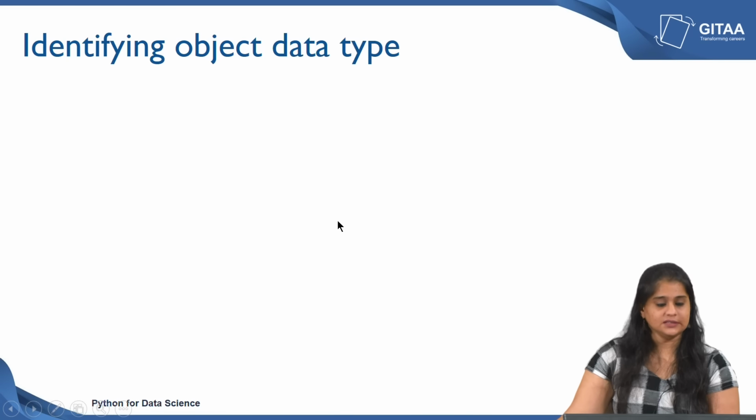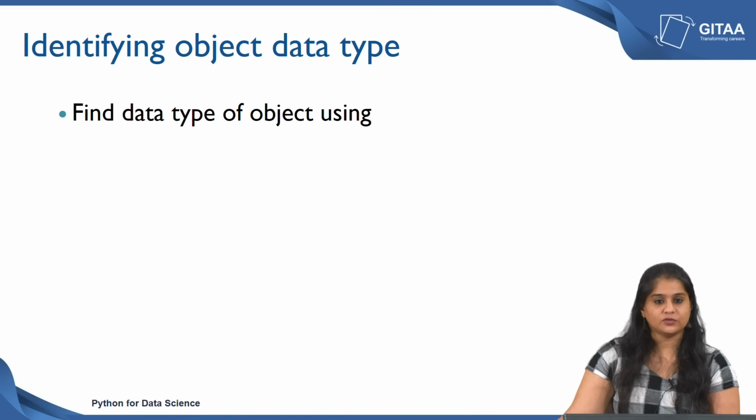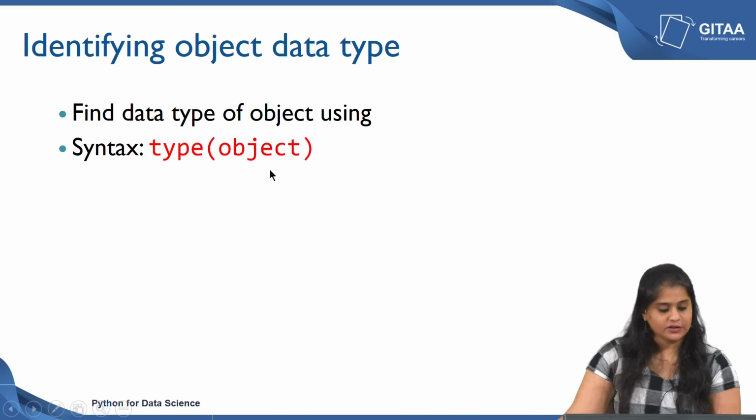Let us go further and see how to identify the data type of an object. To find the data type of an object, you will be using the function type and give the object as an input.